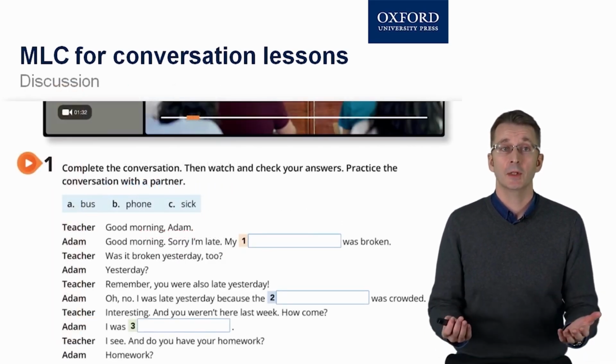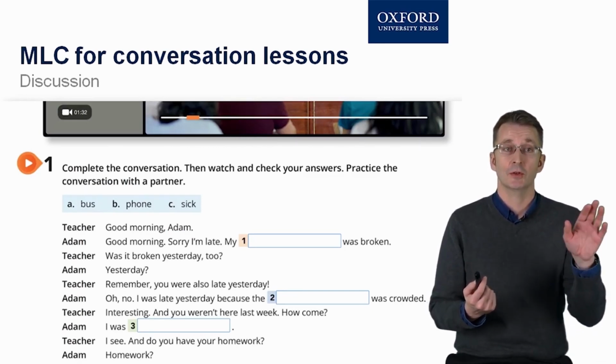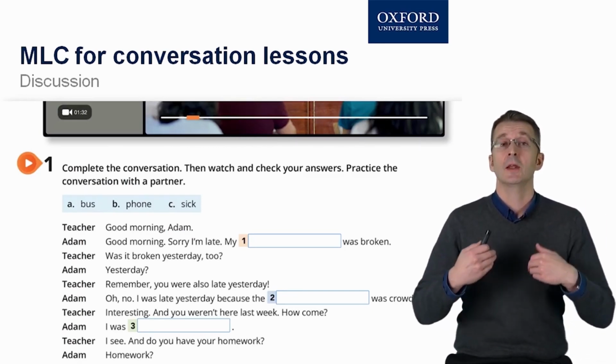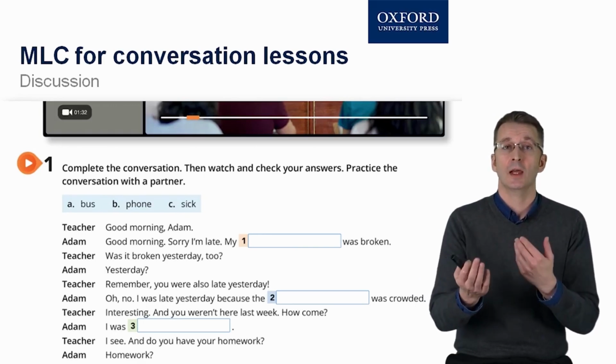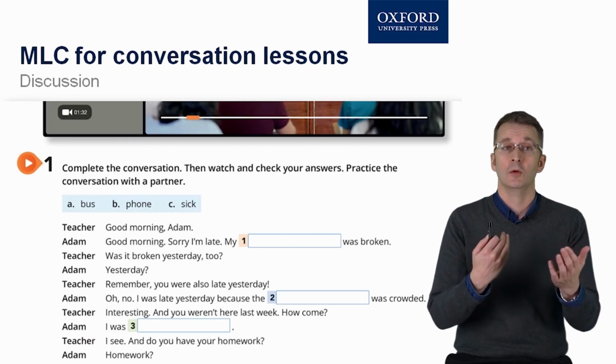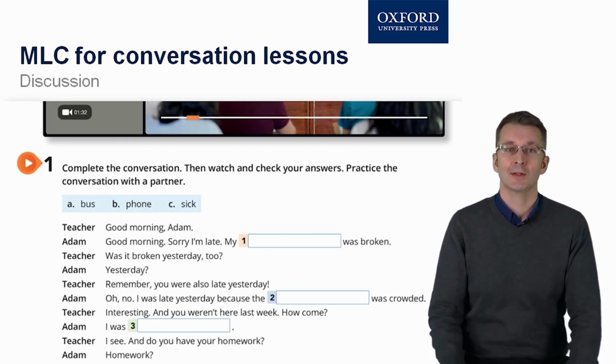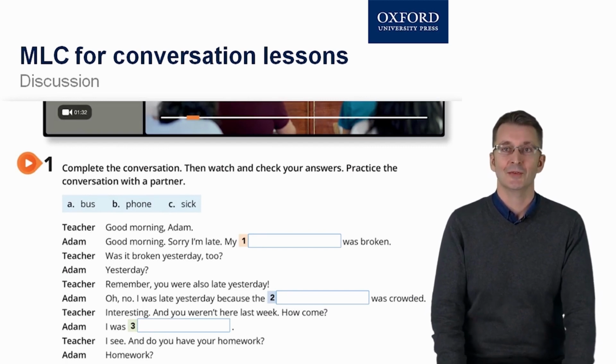In Smart Choice 4th edition, the exercise is to first complete the conversation, which students see in exercise 1, then they watch and check their answers. So that's the reason they have to interact with the video content. But you can do things to make students interact a bit more with that content.